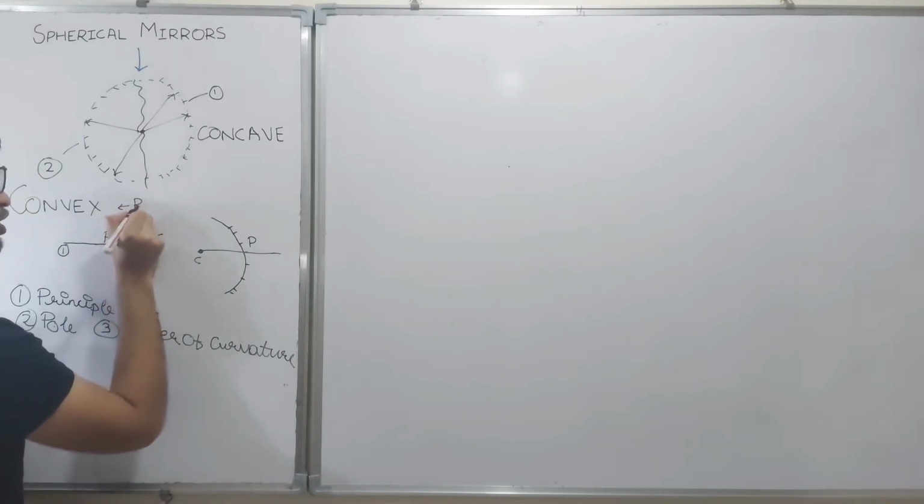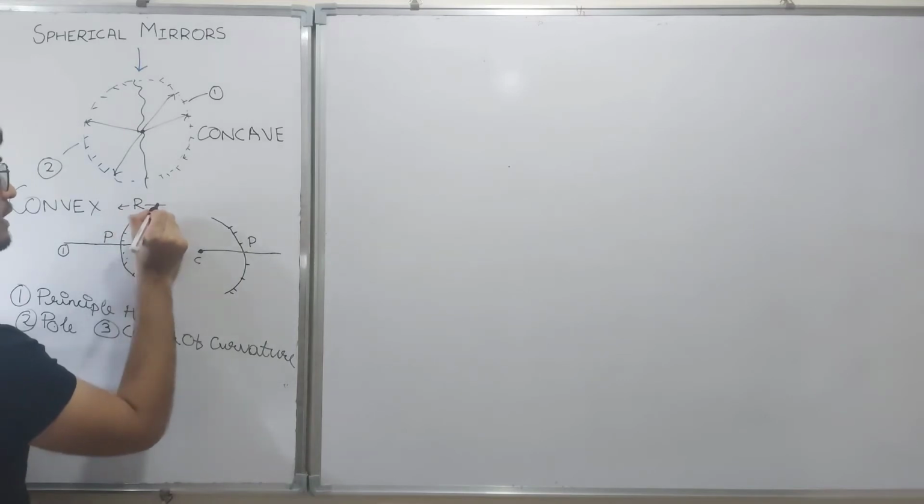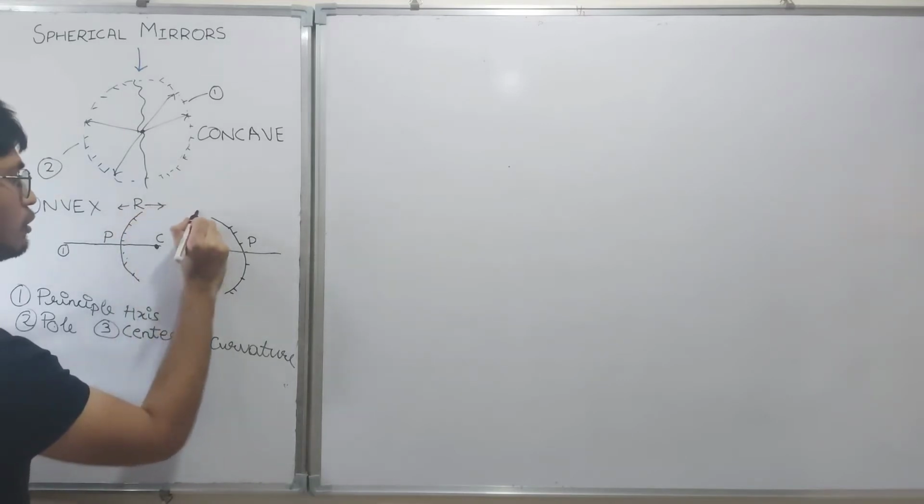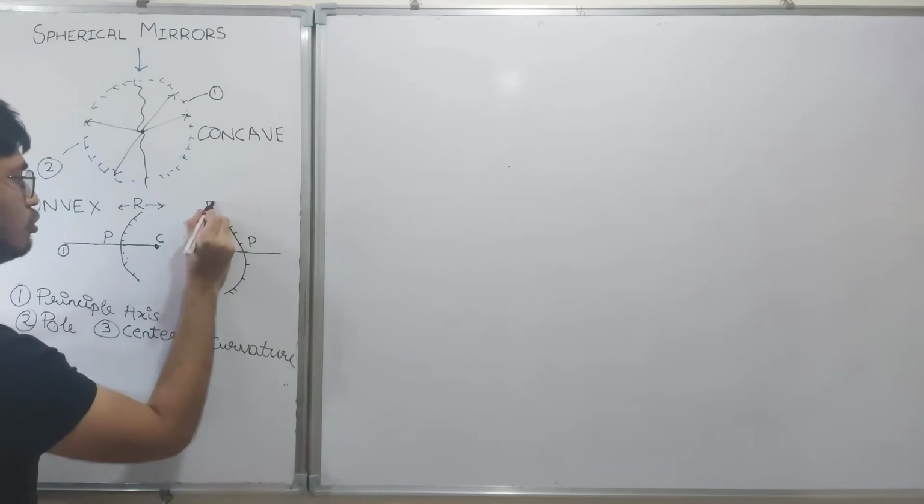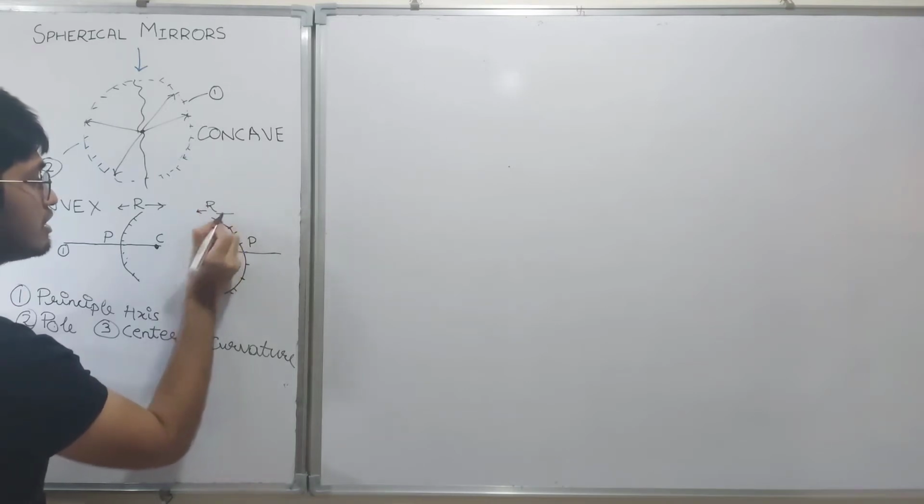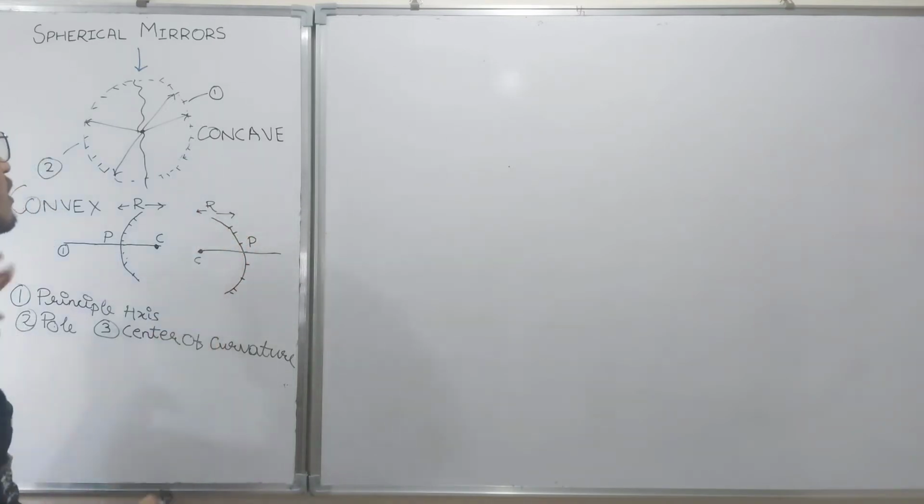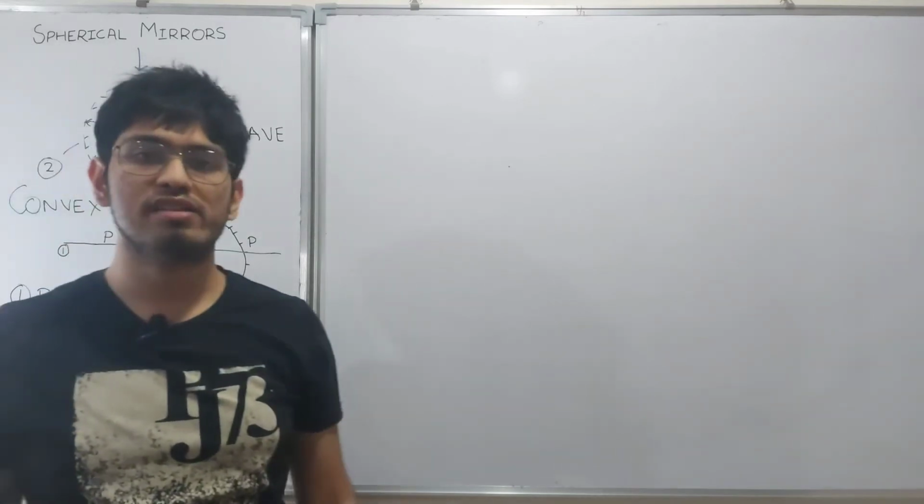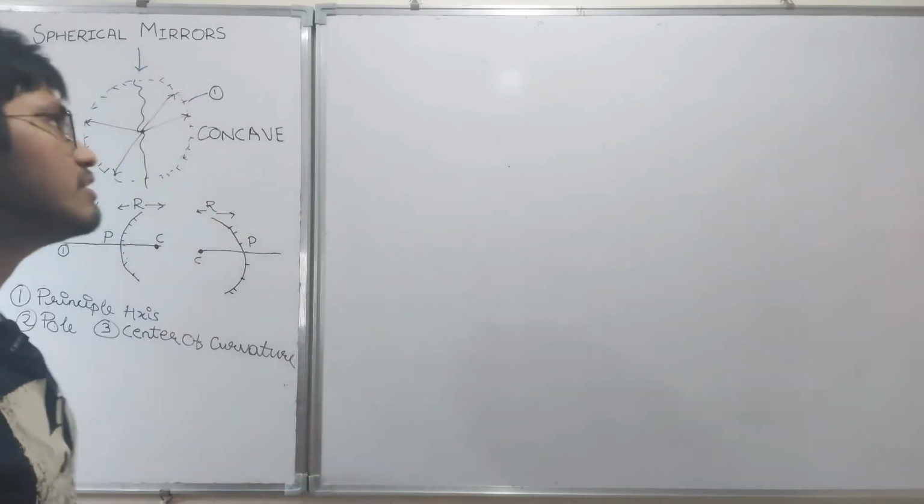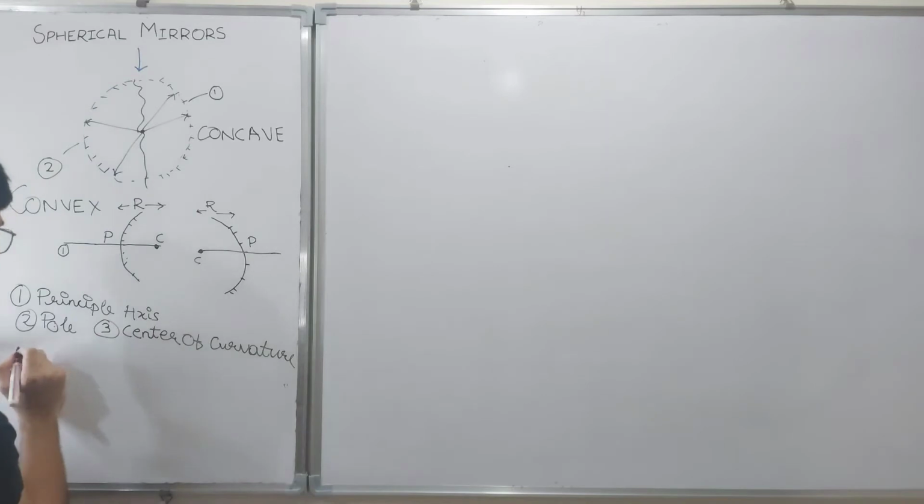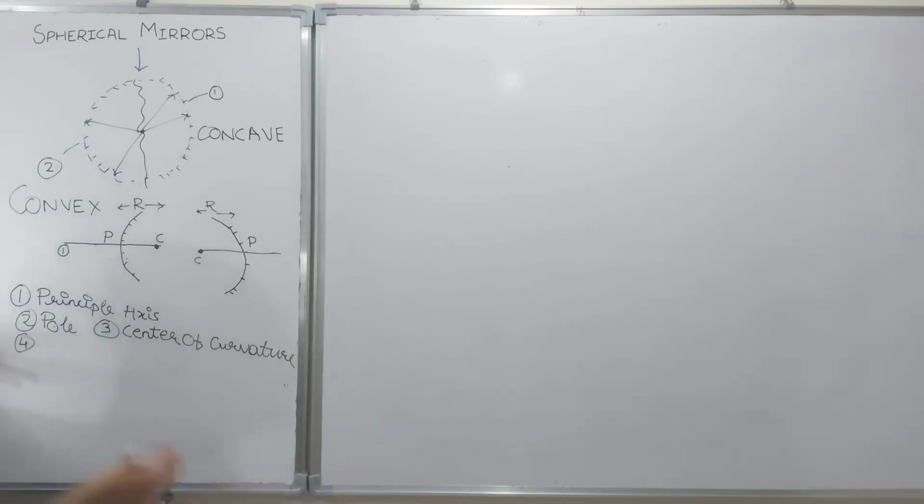This is known as the radius of curvature. Here also, this particular distance is known as the radius of curvature. You may write the definition that the distance between the pole and the center of curvature in any of the mirrors is known as the radius of curvature. So the four terminologies become what? This is known as the radius of curvature.